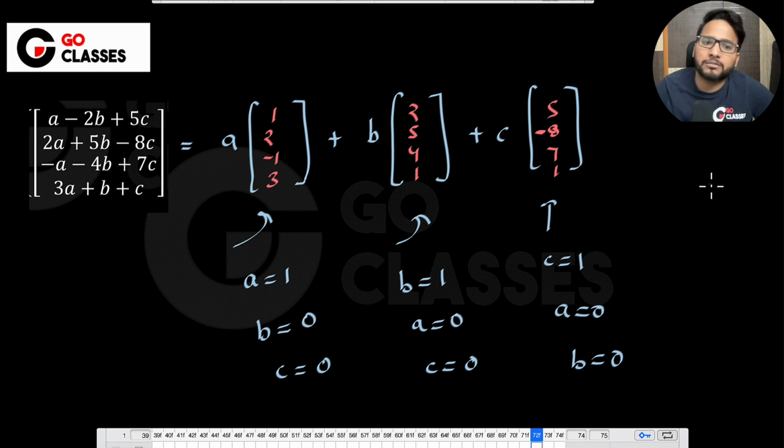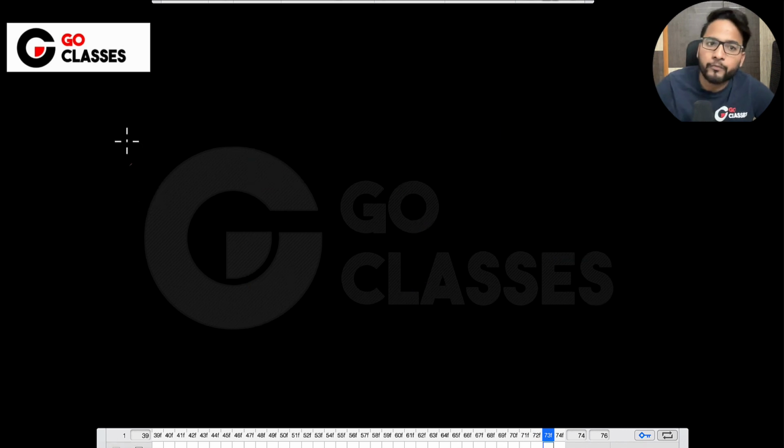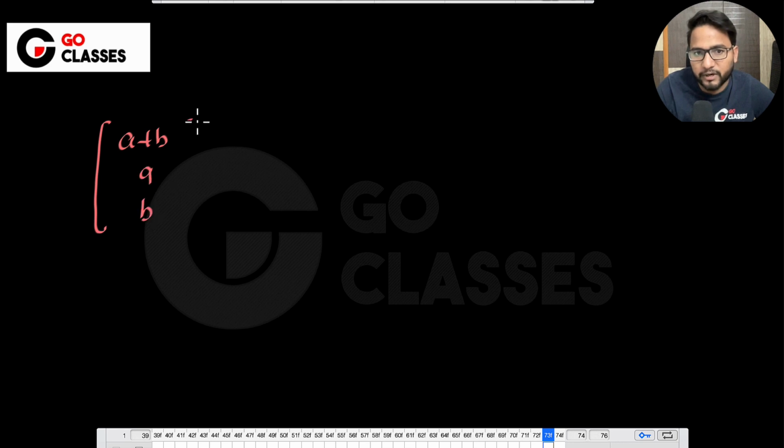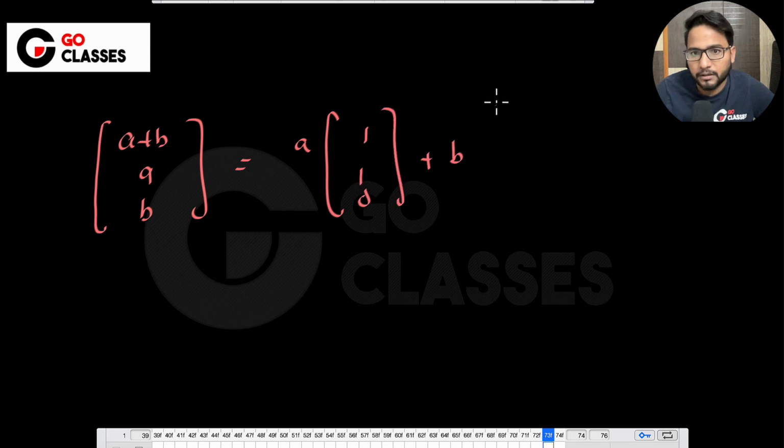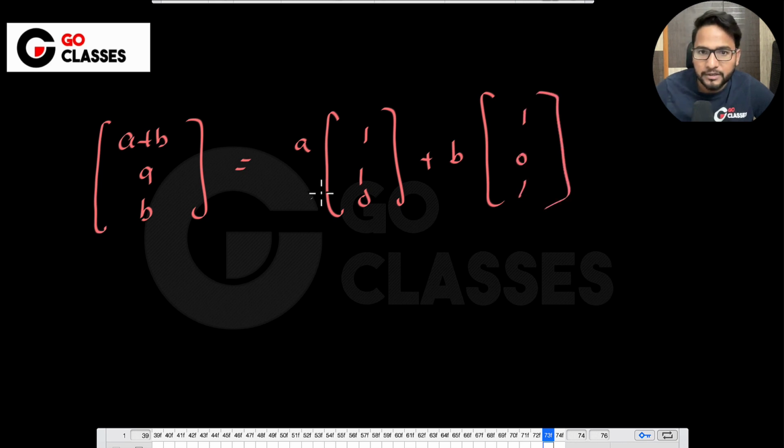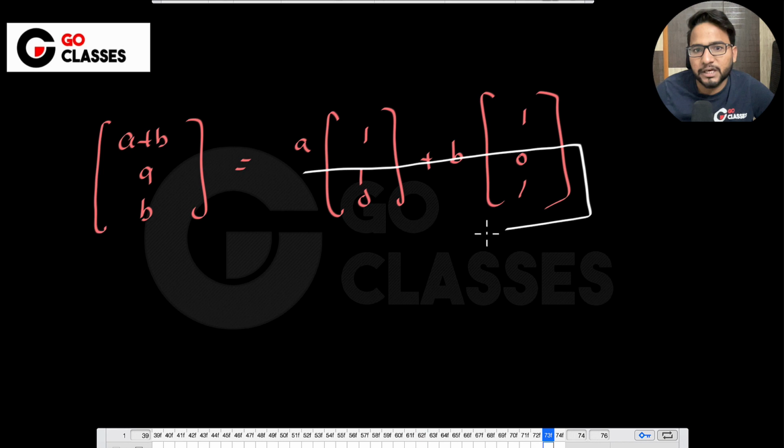See, we have already solved these kinds of questions, and there generally we have something like this. Let's suppose this is the vector we have. Generally we get something like this: 1, 0, 0 plus B, and then 1, 0, 1. So generally we have something like this where we don't need to check linear dependency and independency.